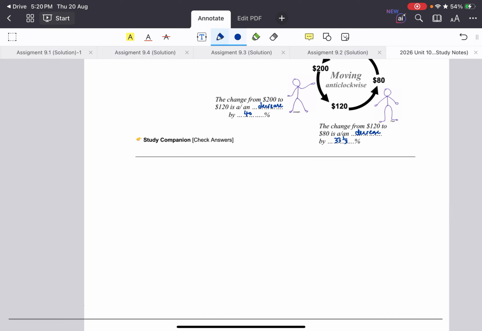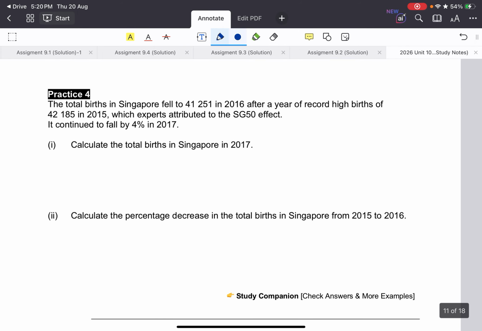Next example, practice 4. Okay, same thing. Pause the video, try it out first. Then after that, we compare. So this practice, the question goes like this. The total births in Singapore fell to 41251, after a year of recording a high of 42185 in 2016. The experts attribute this to the SG50 effect, well, maybe. It continued to fall by 4% again in 2017. So calculate the total births in 2017.